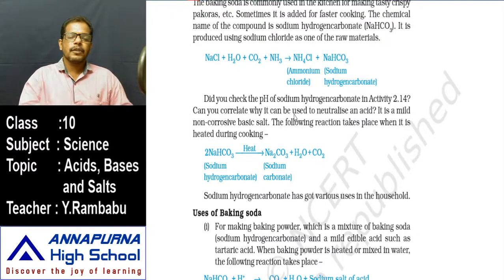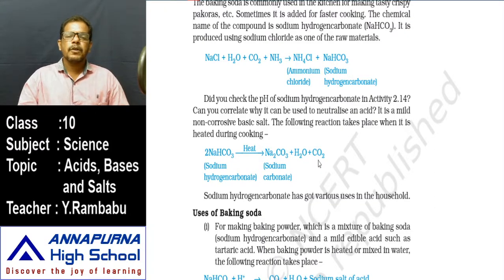Whenever this baking soda is added, what reaction takes place? Baking soda is added to the food materials and heated. Whenever it is heated, what happens? The sodium hydrogen carbonate, what we call baking soda, splits into sodium carbonate, water, and carbon dioxide. This water evaporates as the food cooks, and the carbon dioxide produced in the food material escapes by forming passages, that means small pore-like structures.